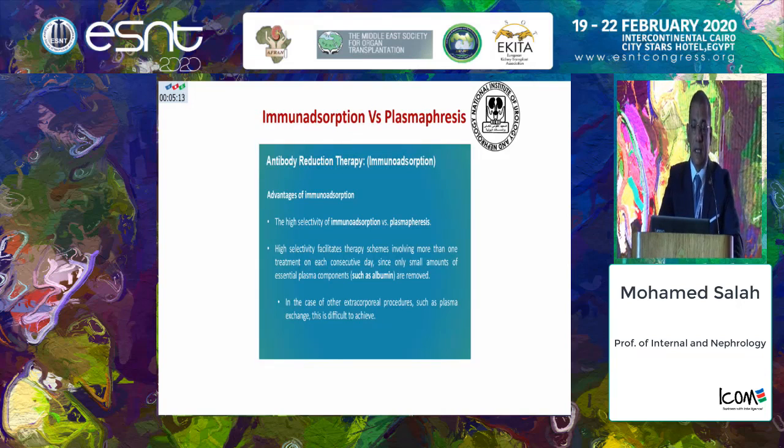This is the comparison of immune adsorption versus plasmapheresis. Example, antibody reduction therapy, immune adsorption. Advantages of immune adsorption is it is highly selective. High selectivity facilitates therapy schemes involving more than one treatment on each consecutive day, since only small amounts of essential plasma components such as albumin are removed. In the case of other extracorporeal procedures, such as plasma exchange, this is difficult to achieve.